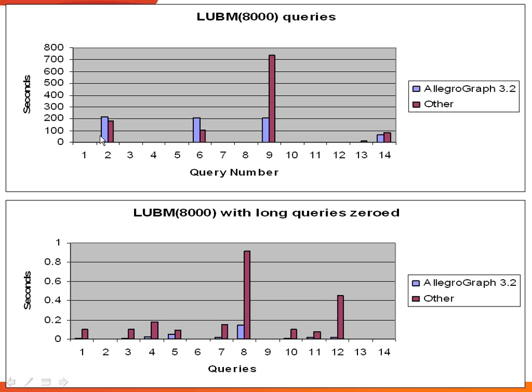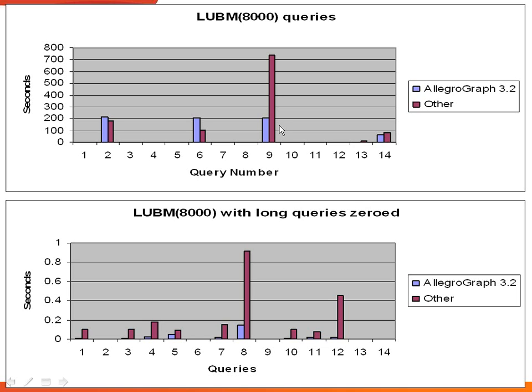The top picture shows you, well, this is about the Lubum 8000 benchmark. Lubum is the Lehigh University benchmark. It is an ontology of what a university is, what kind of people work in a university, kinds of professors, kinds of students, types of publications, types of sub-organizations, etc., etc. And then there's a list of 14 queries.